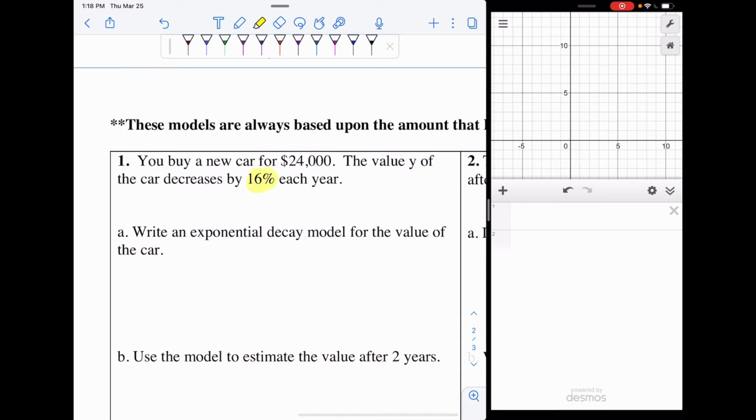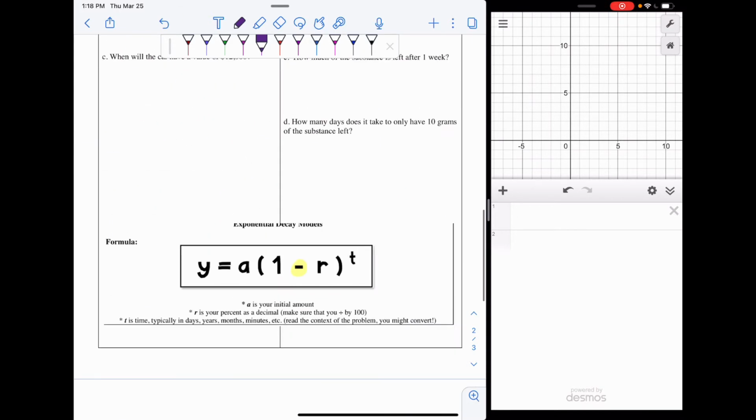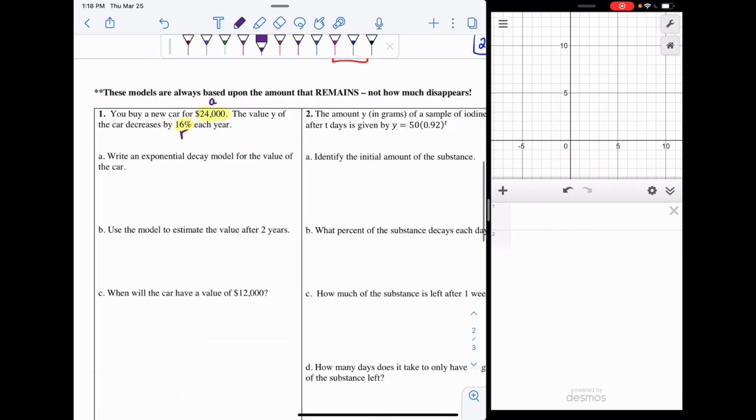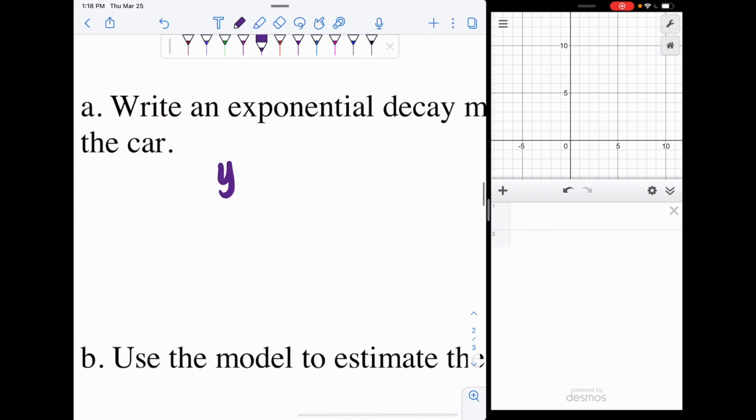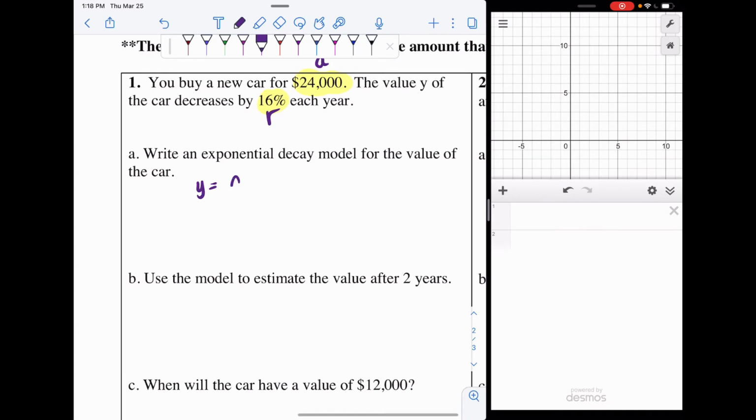So I'm going to highlight my 16% and my 24,000. I know that this is my A value and this is my R. So part A says, write an exponential decay model for the value of the car. So we know it's an exponential decay because it's telling us. So I know my generic equation is going to be this right here. So I'm going to rewrite Y equals A times 1 minus R to the T power.